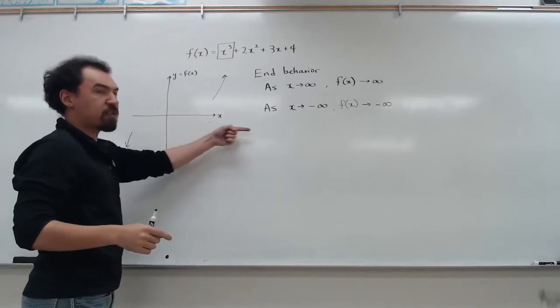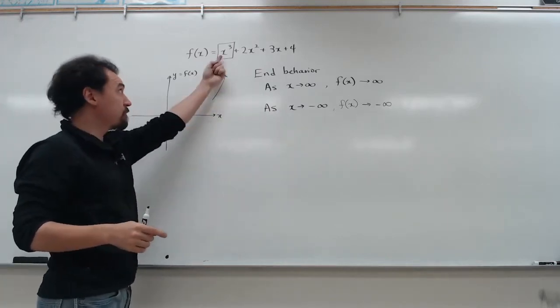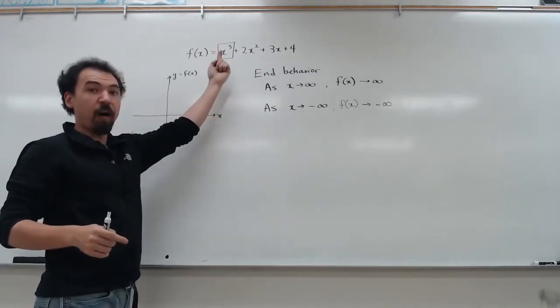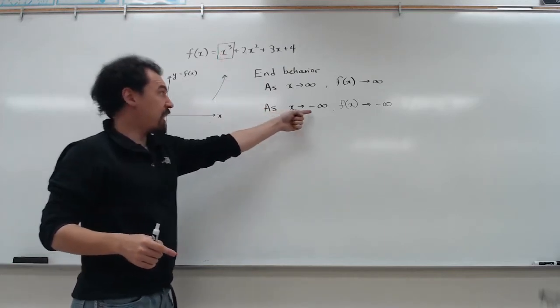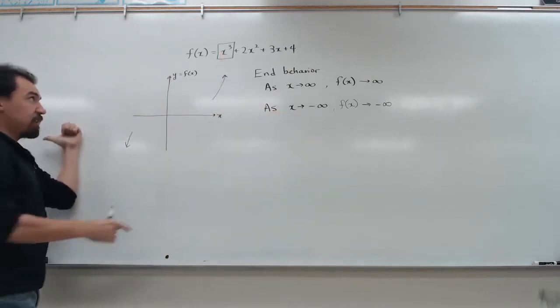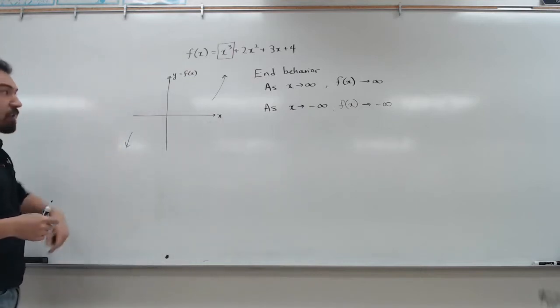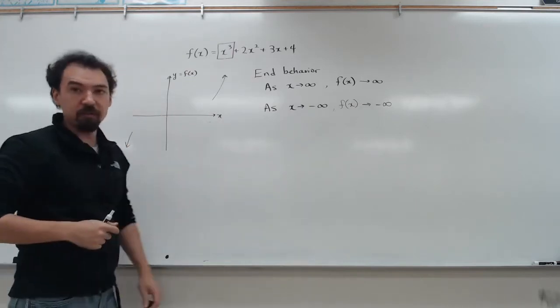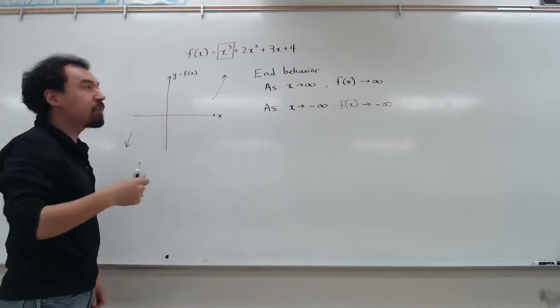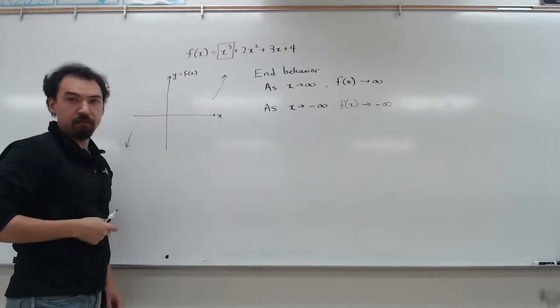So as x goes to positive infinity, this means y goes to positive infinity. As x goes to negative infinity, a negative number cubed is negative, so y goes to negative infinity. And those two put together are the end behavior of this function.